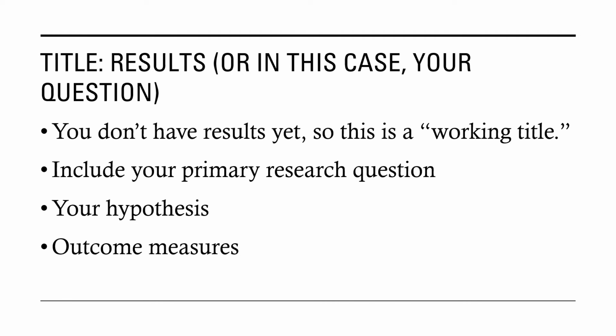Include the results of your project in your title, or in this case, your research question. You don't have results yet, so this is what we call a working title. In this case, include your primary research question, your hypothesis, or your outcome measures. Let's say you're studying the impact of childcare on women's wages here in Alberta. In this case, the outcome measure would be income and whether or not it increases. I'll provide an example of a working title in a few slides.